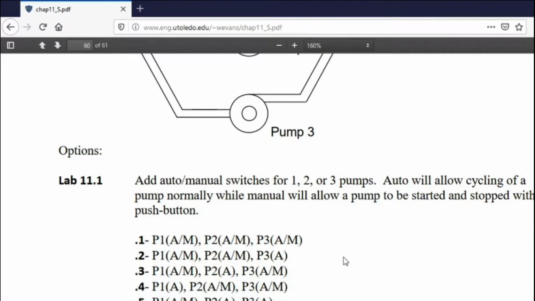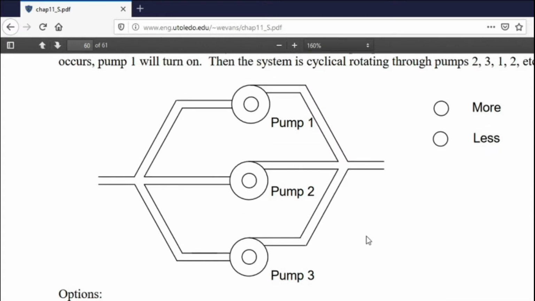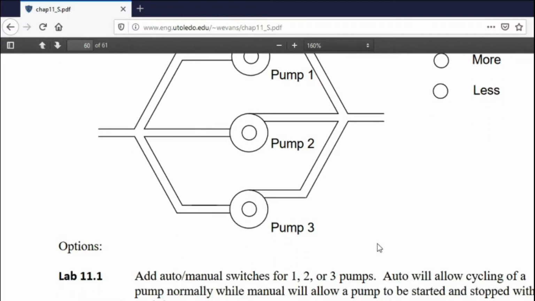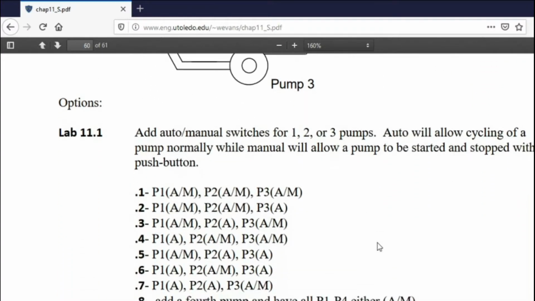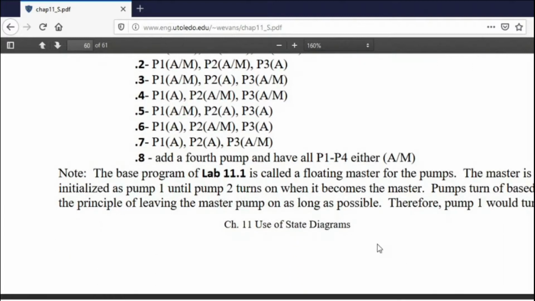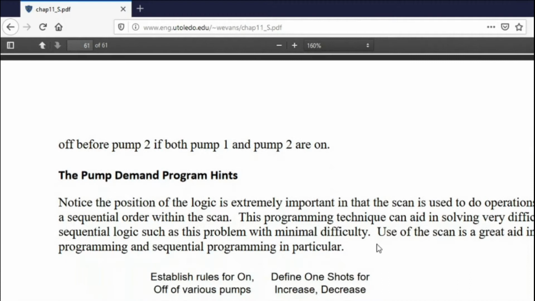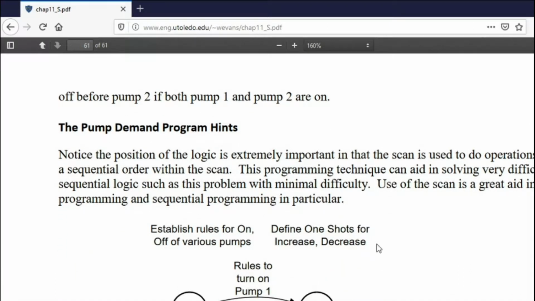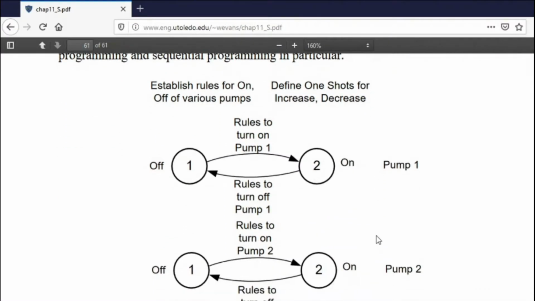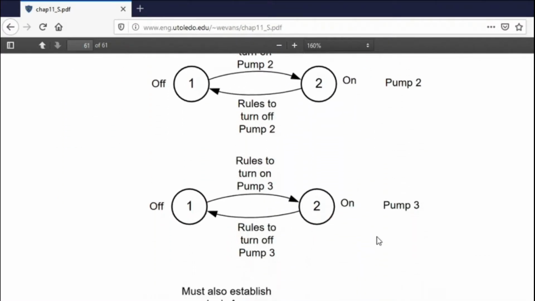That's pretty much why I ask you to do this, because this is one of those projects that is not necessarily a state diagram, although it does use the idea of the scan and working through the scan, and I'll explain that in a little bit. But basically, this is an interesting problem, and it kind of uses state diagrams, although we don't actually draw the state diagrams, but it does help you if you have the idea of state diagrams in mind.